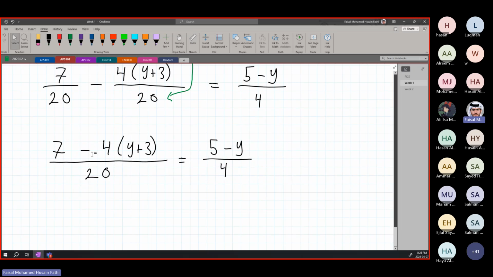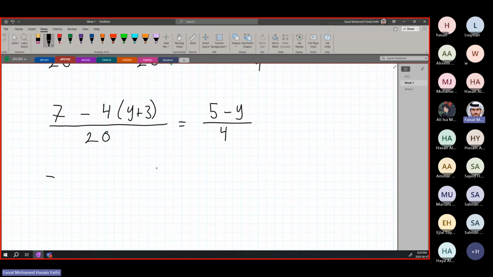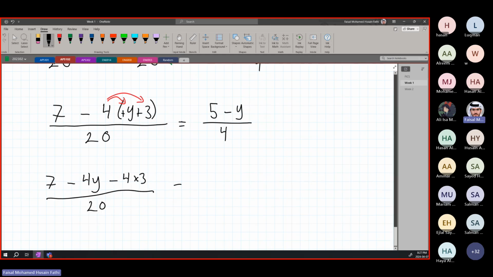Let's simplify this equation a little bit. So it's 7 minus, I mean we distribute here. We're just going to distribute. So it's 7 minus 4 plus y. So minus 4 times plus, minus and plus becomes minus. 4 times y is just 4y. Again, minus 4 plus 3. So this is going to be minus 4 times 3 over 20 is equal to 5 minus y over 4.